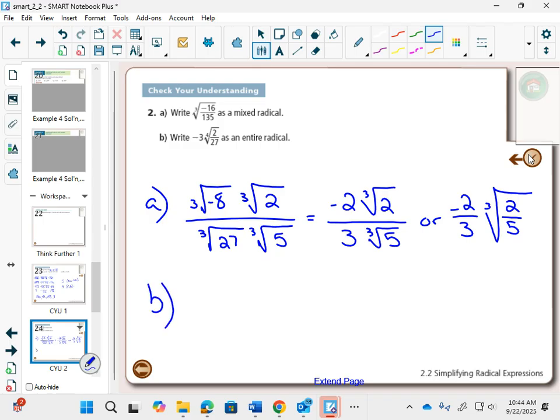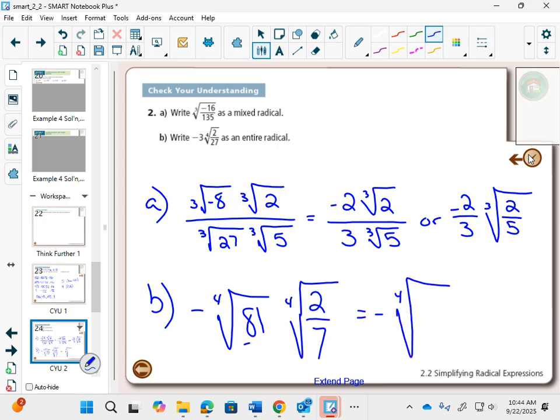And in B, we take the 3 out of the front, and we'd have to put it into a 4th root. So 3 to the power of 4 is 81. 81 over 1. 81 times 2 is 162 over 7.